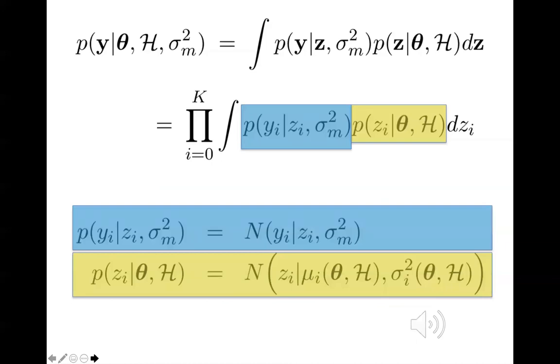Now, this leads to a Gaussian convolution integral. The term in blue is just the Gaussian noise term. The term highlighted in yellow is the Gaussian distribution coming from the Gaussian process. Mu_i is the posterior mean, and sigma_i squared is the posterior variance. And both depend on the material parameter vector theta. They're also dependent on the left ventricle geometry H.